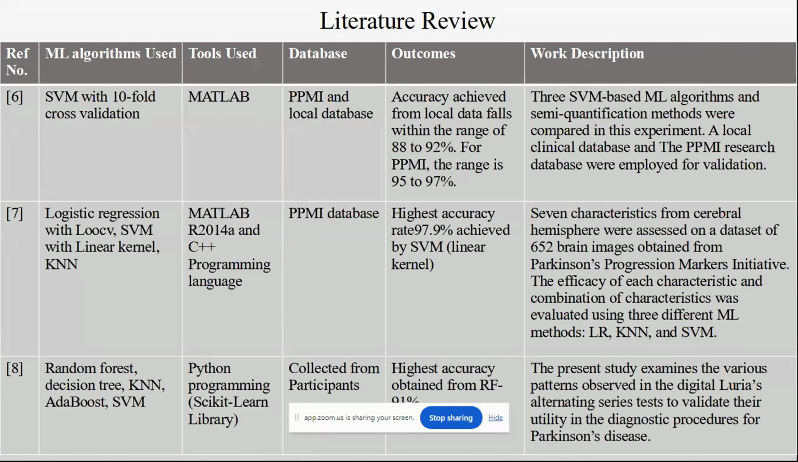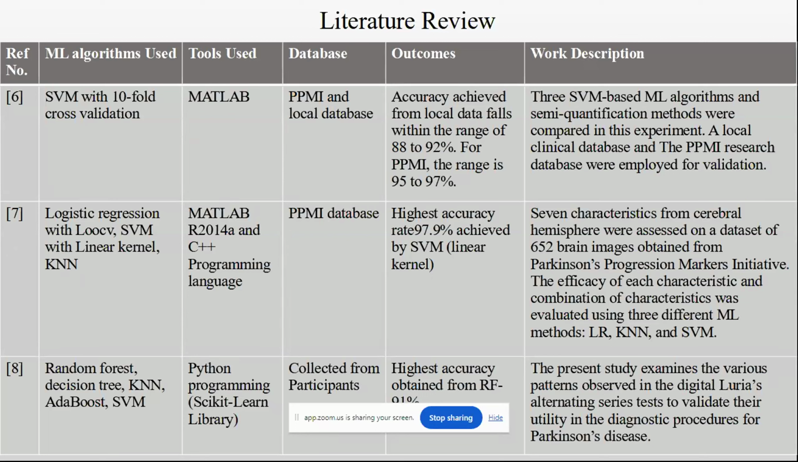So this is the literature review, or we can say the famous works which have been done till now in the field of prediction and detection of Parkinson disease. The highest accuracy achieved is 97%, which was achieved using SVM with tenfold cross validation. The database used was PPMI and a local database, and then another work was done using logistic regression with SVM with linear kernel and KNN.